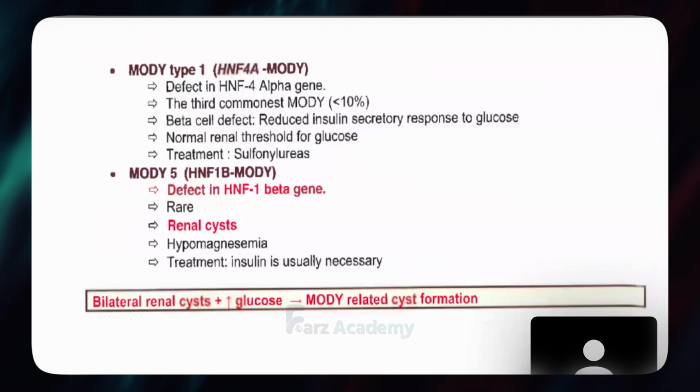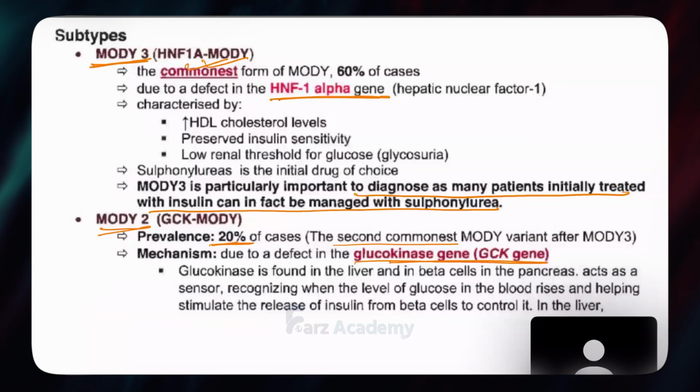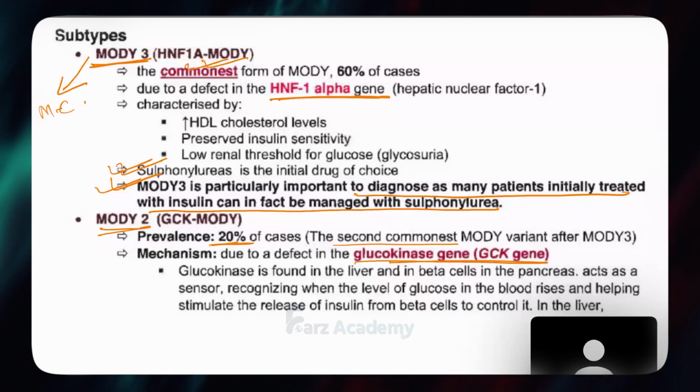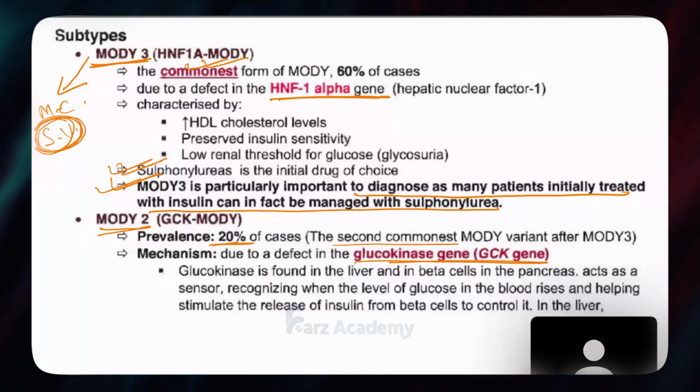These are type 1 and type 5. Type 5 is renal cysts, that is why it is an MCQ. The defect is in this gene. And type 1 is the third commonest, so pretty rare. Treatment is insulin, usually necessary. And here again, sulfonylurea. So the drug of choice for MODY type 3, which is the most common form, is sulfonylurea. This is the only disease related to diabetes where sulfonylurea is a drug of choice.